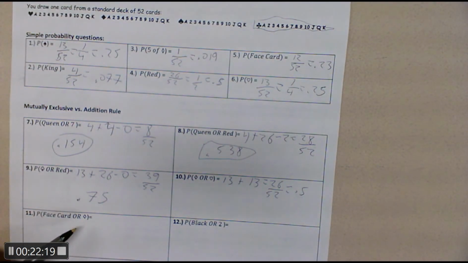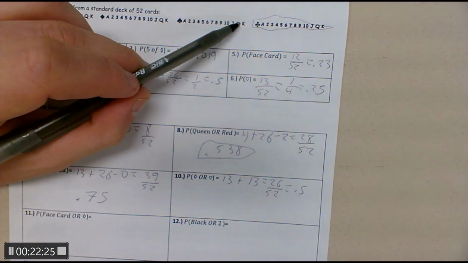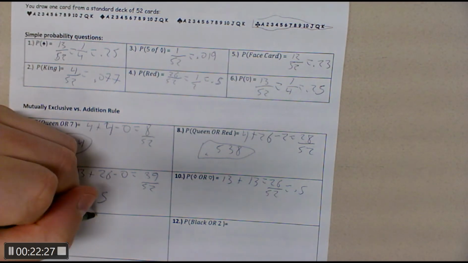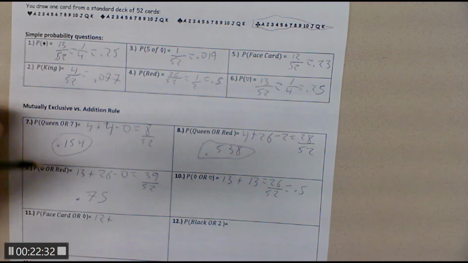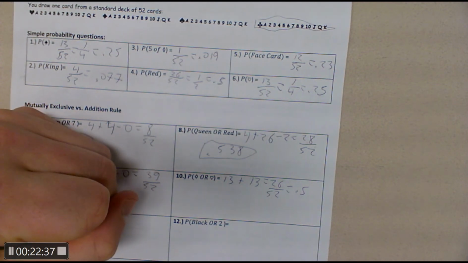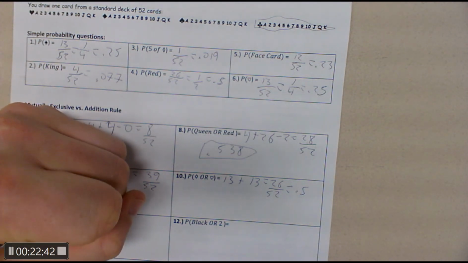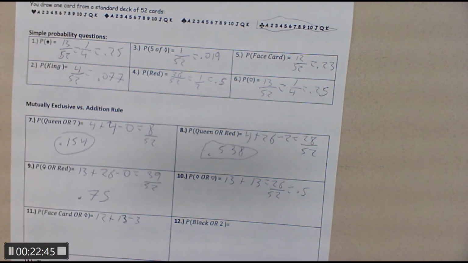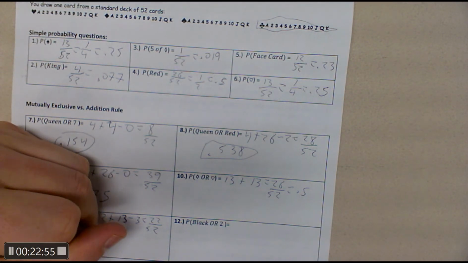Face card or diamond. Okay, once again, the face cards are the jack, queen, and king. Okay, so there's 1, 2, 3, 4, 5, 6, 7, 8, 9, 10, 11, 12 face cards. Plus there are 13 diamonds. Okay. But there are 3 face cards that are also diamonds. So you have to subtract out the 3. So that gives us 22, I believe. 22 out of 52, which is 0.423.